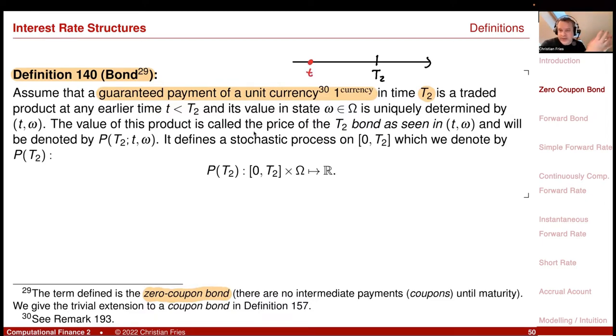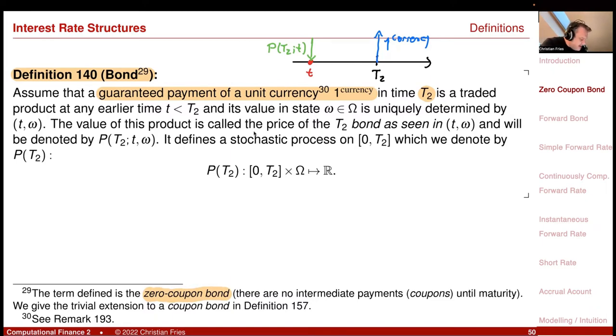Okay. And now I can look at the market. What is the value of receiving one unit of currency? So I receive back here one unit of currency at T2. What is the value of this financial product? So how much money do I have to pay in little t to receive this back? And this amount I call P(T2), observed in little t. And as little t moves on, this quantity can change. So it is a stochastic process. Yeah, it could change randomly.